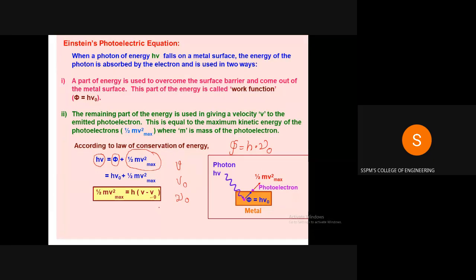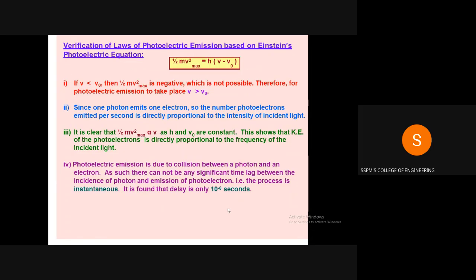Then one more equation you have to remember: half mv square equals e into V0. Change in kinetic energy equals work done, and that work done is e into V0. V0 is the applied potential. This formula also you have to remember to solve a number of problems.